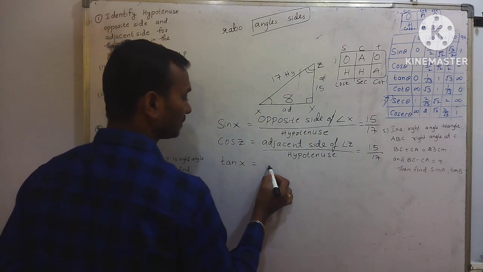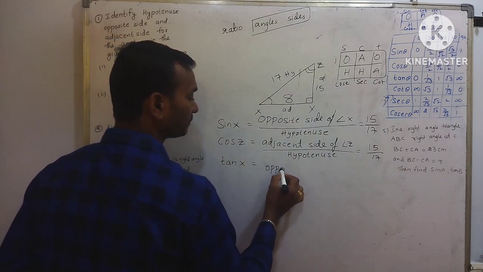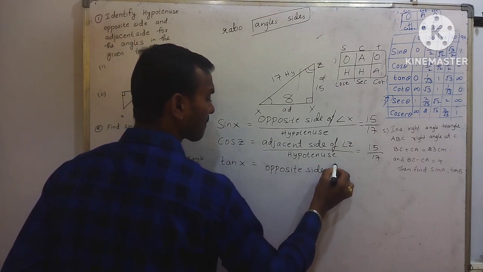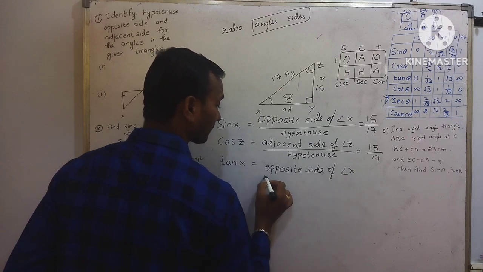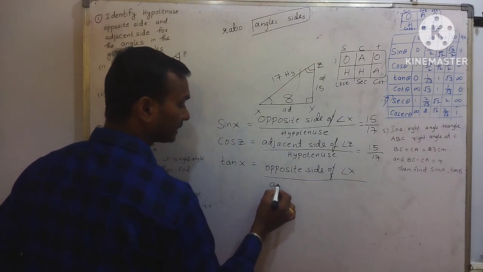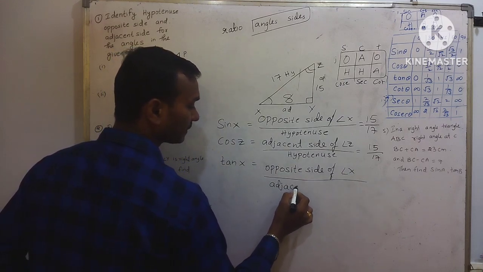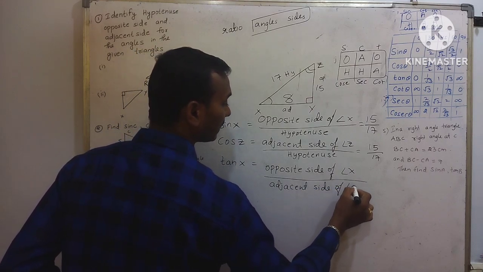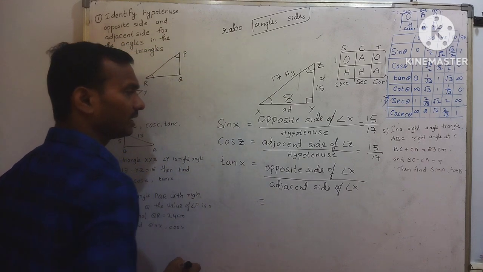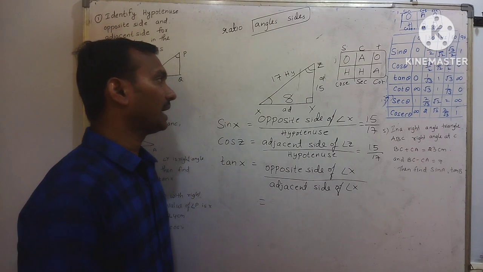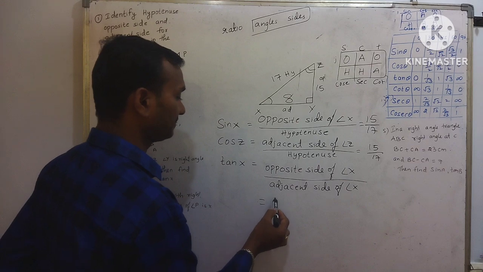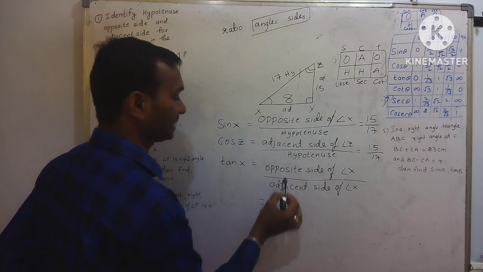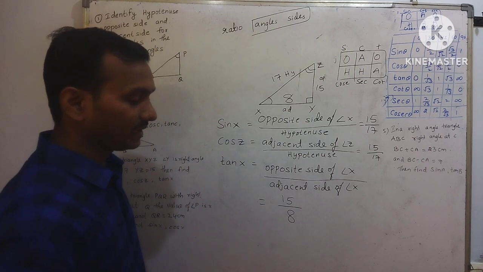Tan X, opposite side of angle X by adjacent side of angle X. So what is the opposite side of angle X here? Opposite side is nothing but 15. Adjacent side becomes 8. 15 by 8.